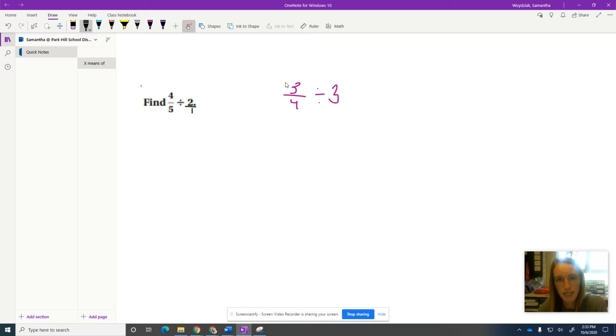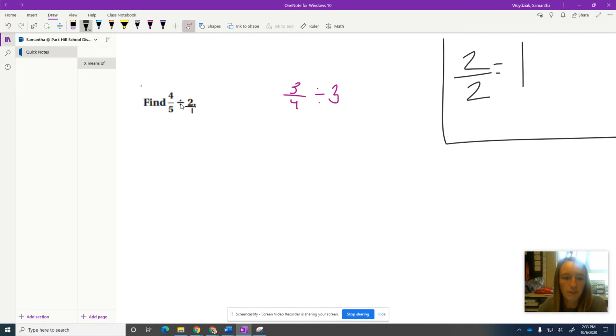The biggest mistake I see people make is they put whatever this number is over itself. So if it was 2, they made it 2 over 2. But we have to think 2 over 2 is 1. So if we do that, we are actually changing the value of the number. We don't want to do that.